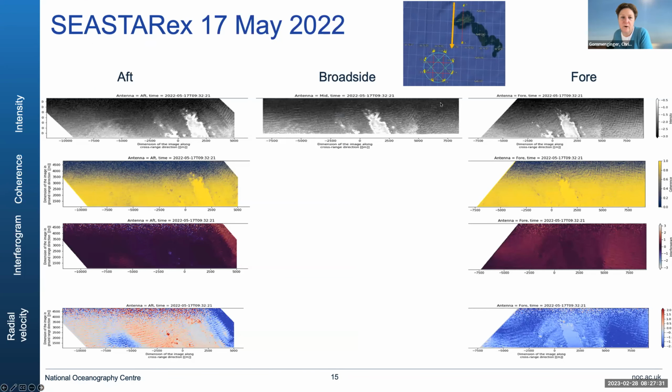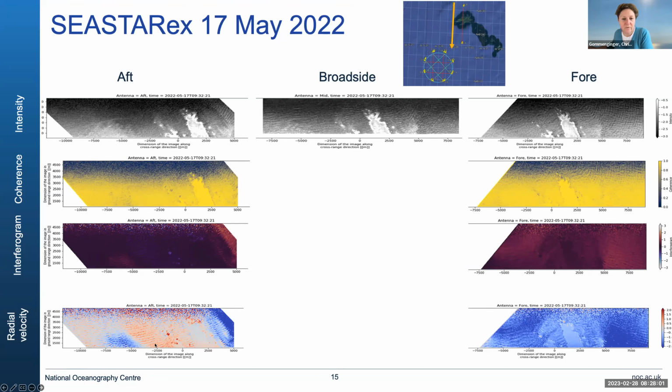This is where we flew OSCAR, and this gives you just a snapshot of the scale of data that we have from this. So you can see the ground track of that airborne flight I'm showing you data for, and you'll have the intensity, coherence and interferogram for the aft pair of antennas, for the broadside and for the fore. And what all this gives you when you finally combine these data is measurements of radial velocity.